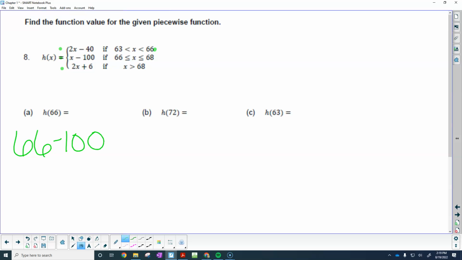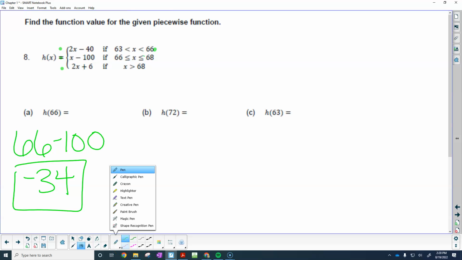Why won't it go there? It is 66 minus 100 in your head. What's 100 minus 66? It's 34, and it's negative 34 because the 100 is negative. So that's going to be the answer for that one. Good job.